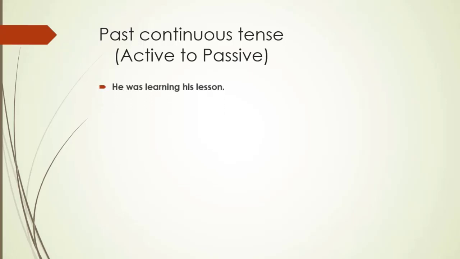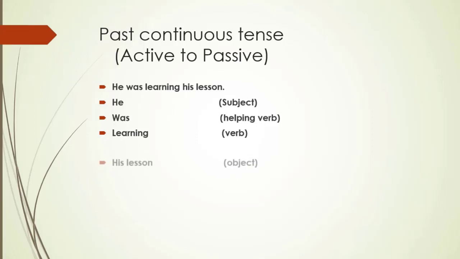Here is an example. He was learning his lesson. As you already know the formation of this tense in active voice, there is no need to repeat that. He was learning his lesson. In this sentence, he is the subject of the sentence. Was is the helping verb of the sentence. Learning is the main verb and his lesson is the object.